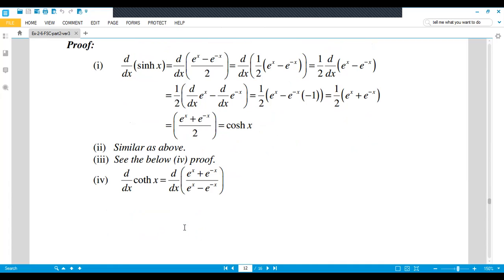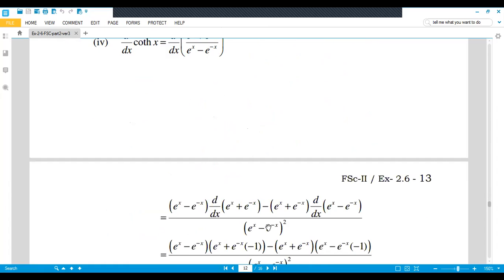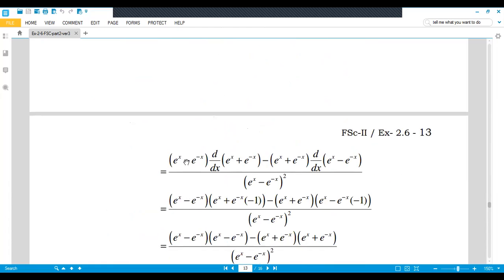You take the derivative on both sides. Here it is given in the form of a fraction, so you apply the quotient rule: denominator times the derivative of the numerator minus numerator times the derivative of the denominator, over the denominator square. So this value you copy as it is; the derivative of e power x is e power x, the derivative of e power minus x is e power minus x, and further the derivative of minus x is minus 1.